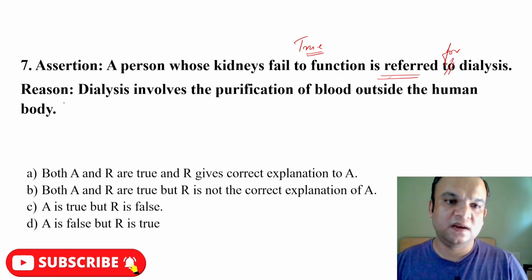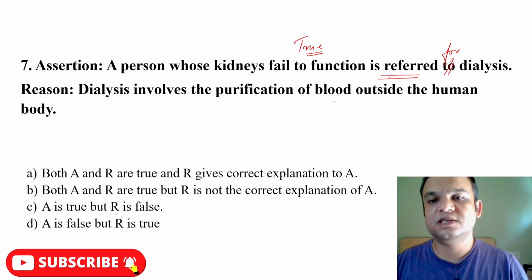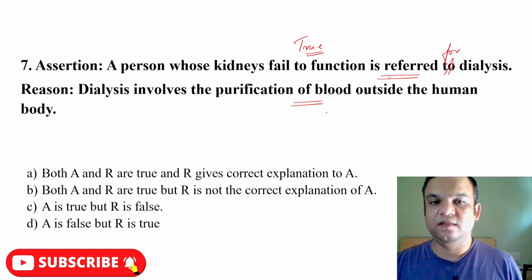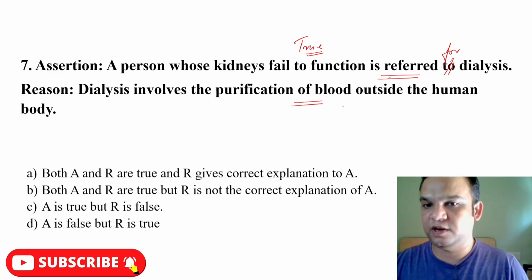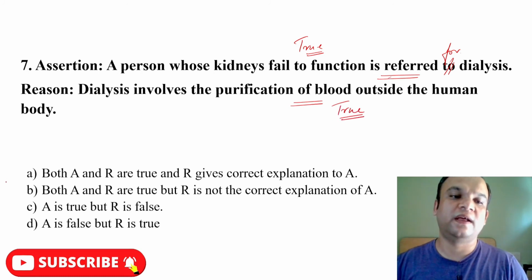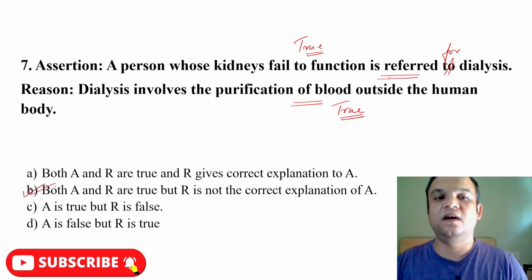Reason says that dialysis involves the purification of blood outside the human body. The blood from the human body is taken out into a machine in which the blood purification takes place. So this is also a true statement, but it is not giving any kind of explanation to A, and that is why option B will be the correct answer.